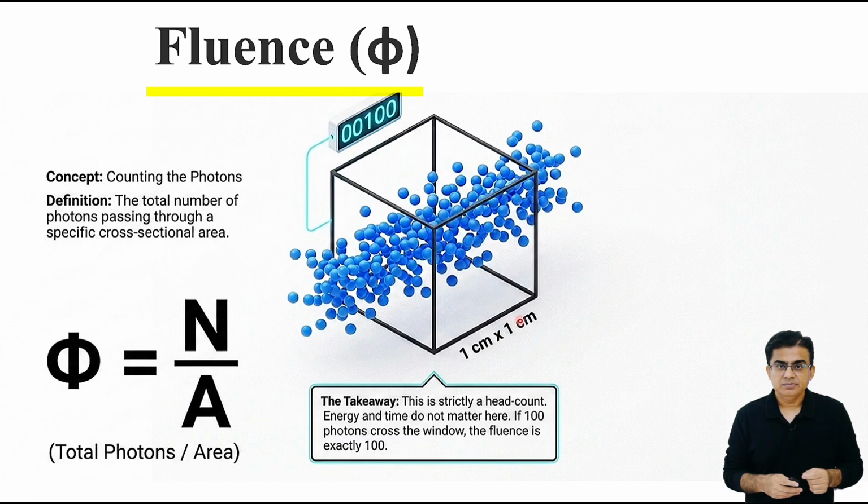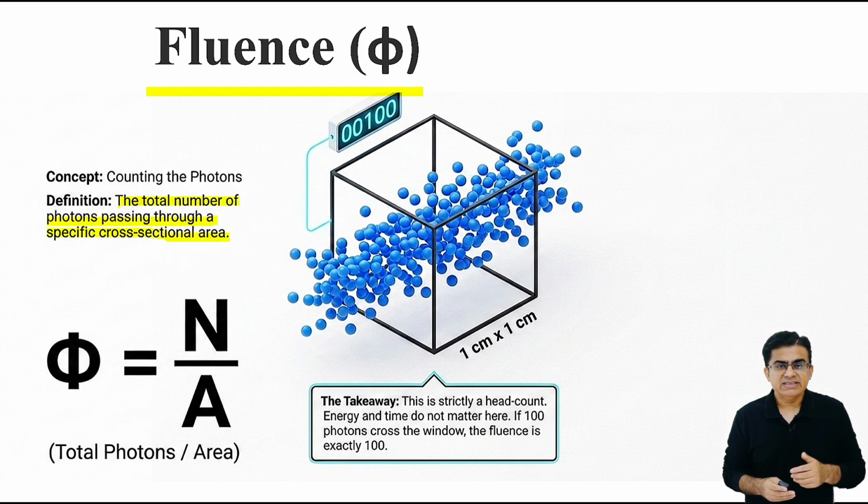This one. We want to know how many X-ray photons pass through this specific window. Particle fluence is strictly defined as the total number of photons crossing this given area.